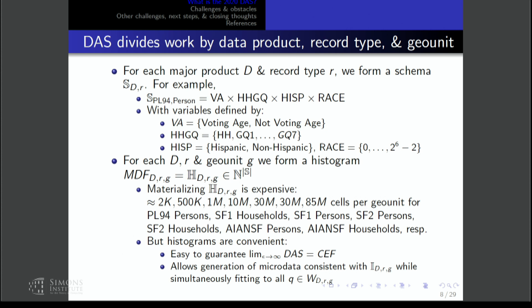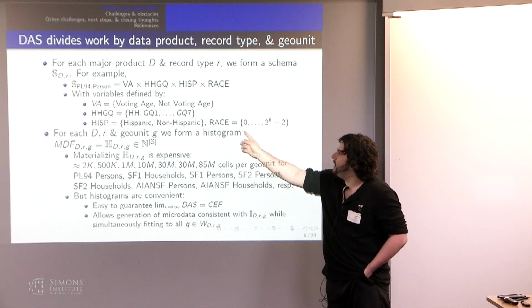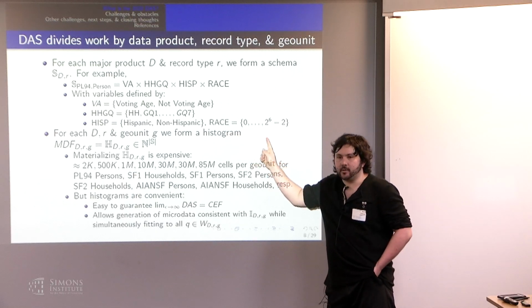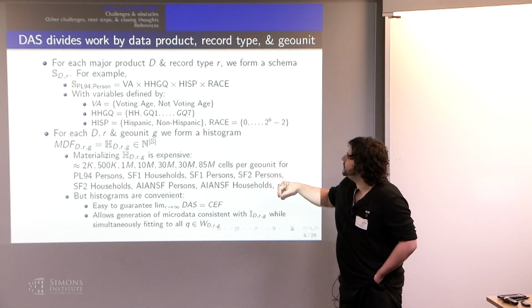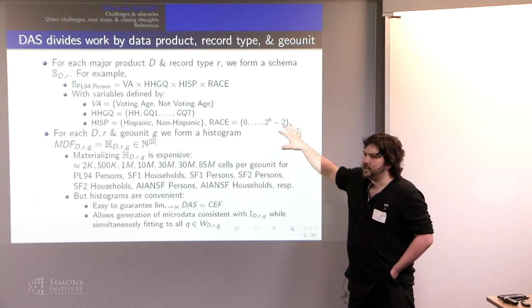So a simple way to form this for PL94 is just to say PL94 needs to support queries that could be expressed over record types that look like this: a person is either voting age or not voting age. They are in one of 8 categories for HHGQ. Either they're in households or they're in one of the 7 major group quarters facility types. Hispanicity is whether you reported being Hispanic or non-Hispanic.